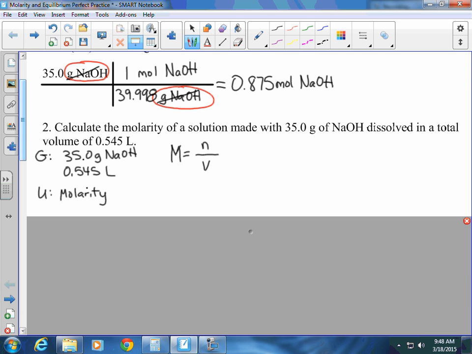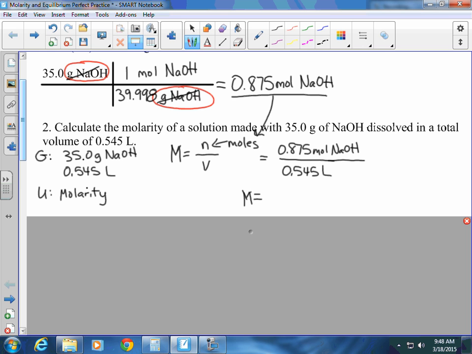In this case, we need moles, and it just so happens that in the previous problem up here, we found what 35 grams of sodium hydroxide are in moles. So we're going to plug in our answer from above, 0.875 moles of sodium hydroxide. On top, the volume, 0.545 liters. The molarity is going to be equal to, pull up our calculator.